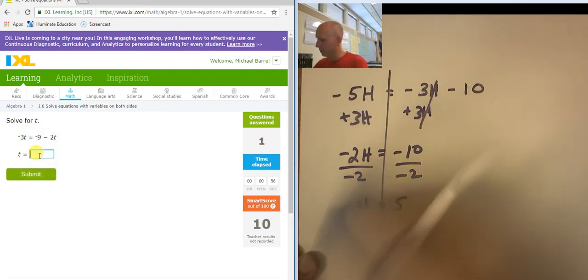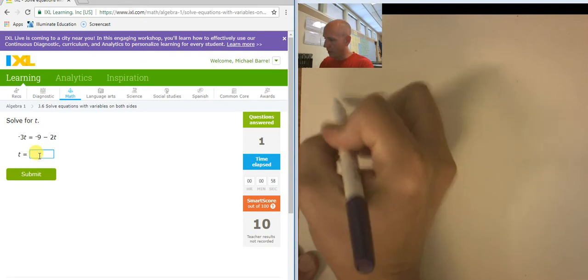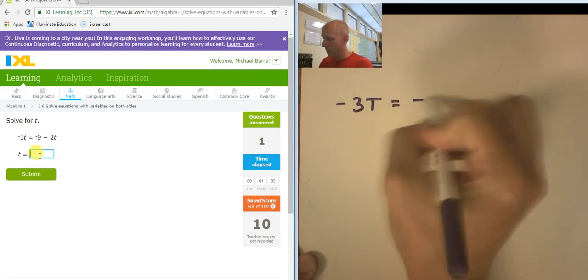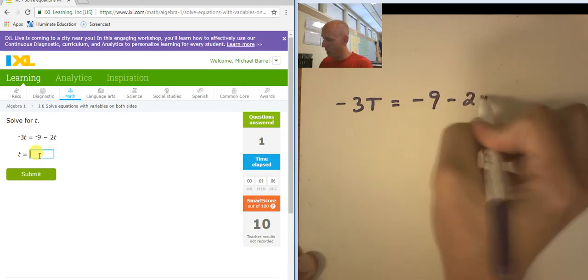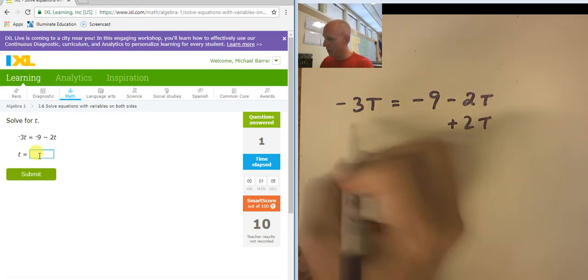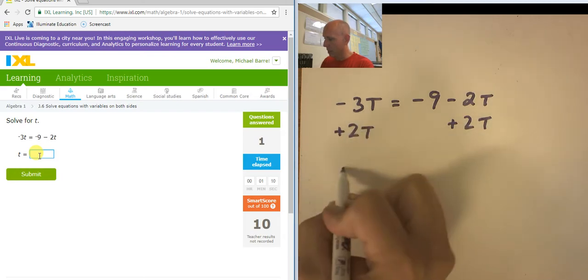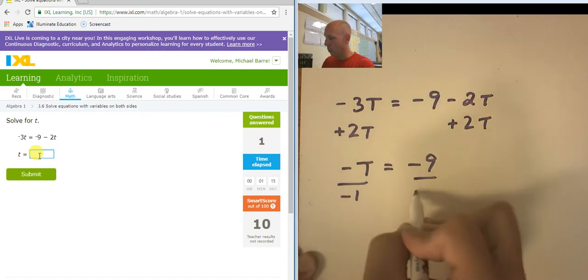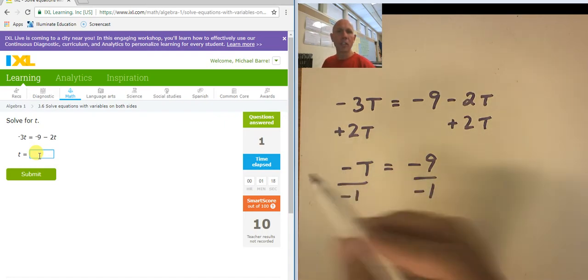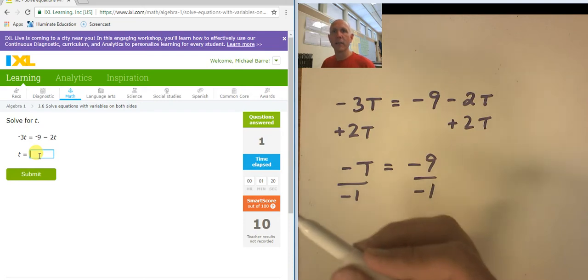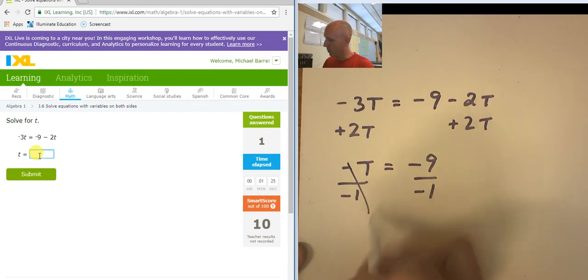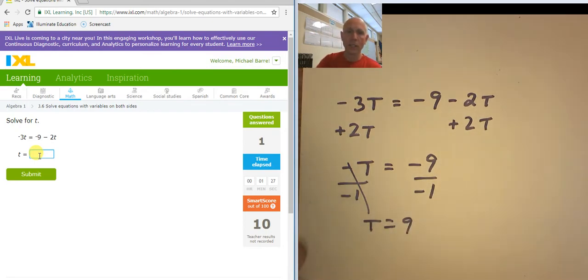Well done. Let's see another one. So I have negative 3t equals negative 9 minus 2t. I'm going to add 2t to both sides. That's going to give me negative t equals negative 9. And I'll divide both sides by negative 1. If there's just a negative in front of the variable, you can think of it as a negative 1. Negative 1 times t is negative t. These cancel out, and I'm left with a positive 9. Why is it positive? Because a negative divided by a negative is a positive.